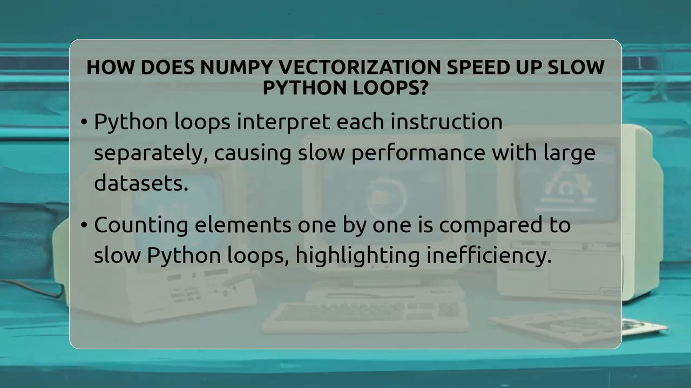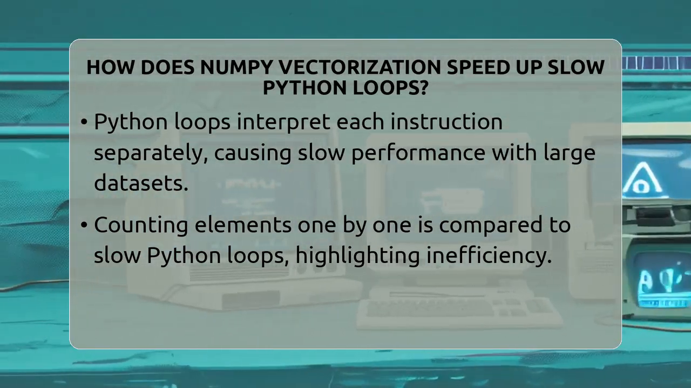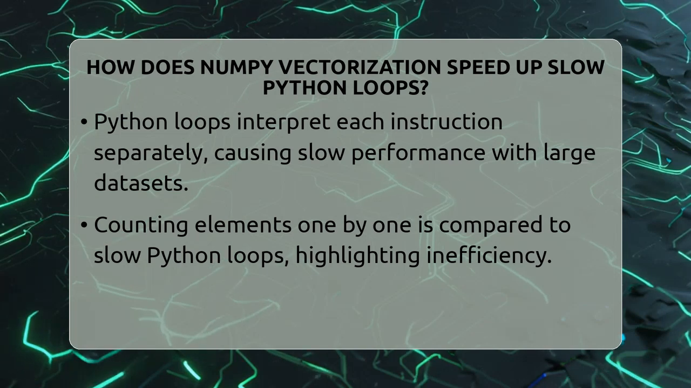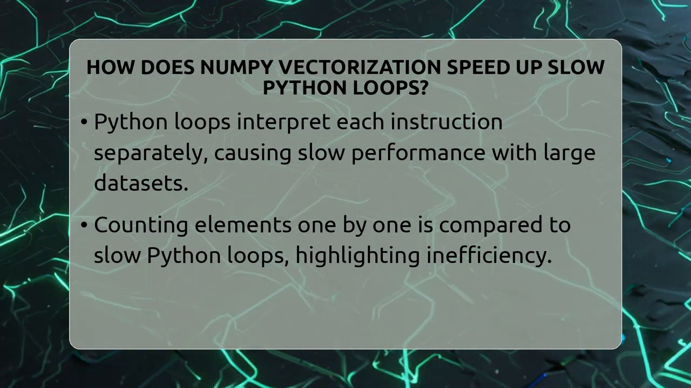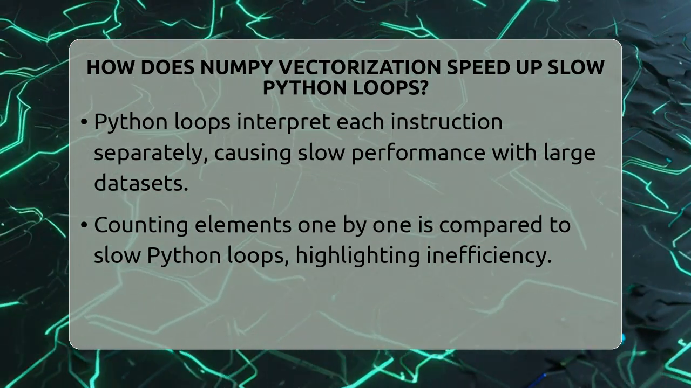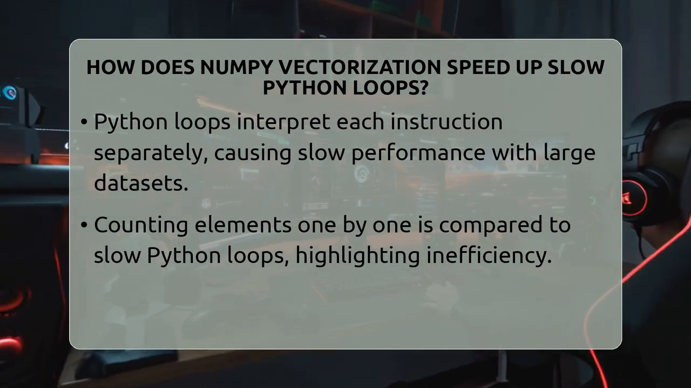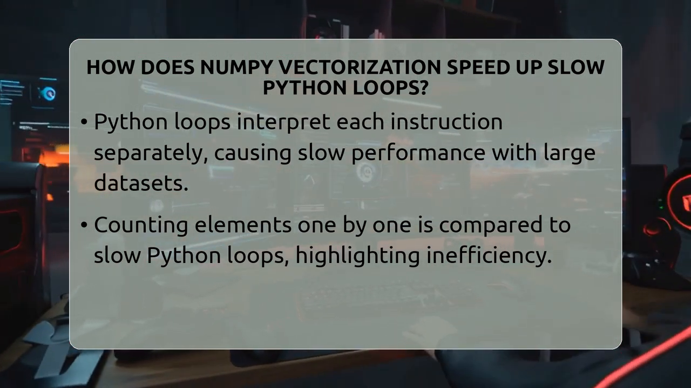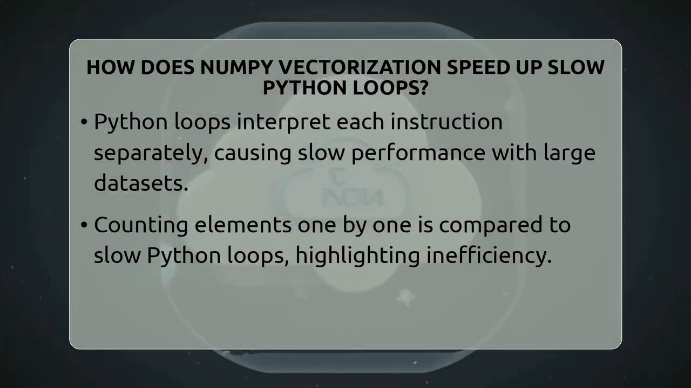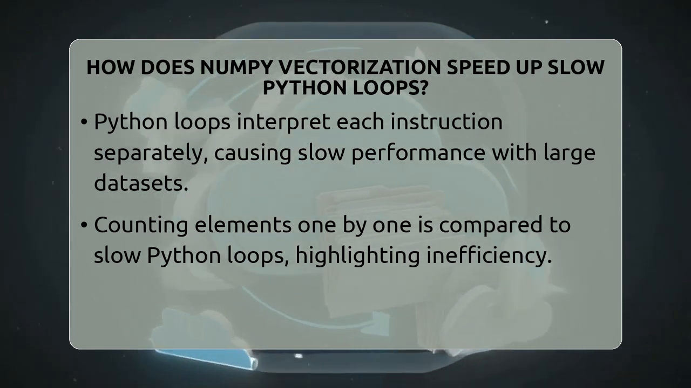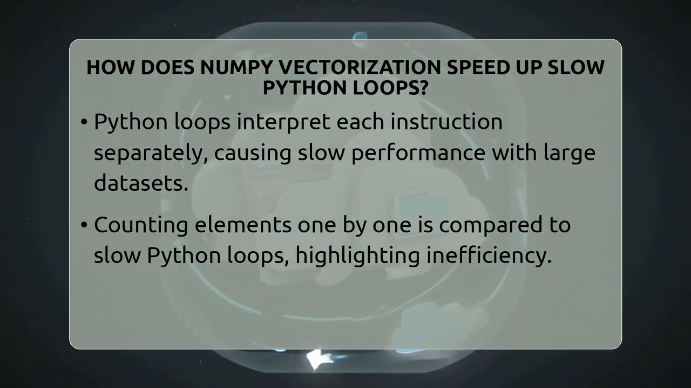How does NumPy vectorization speed up slow Python loops? Imagine trying to count grains of sand on a beach one by one. It would take forever, right? Now picture using a giant scoop to grab thousands of grains at once. That's similar to what NumPy vectorization does for Python loops.